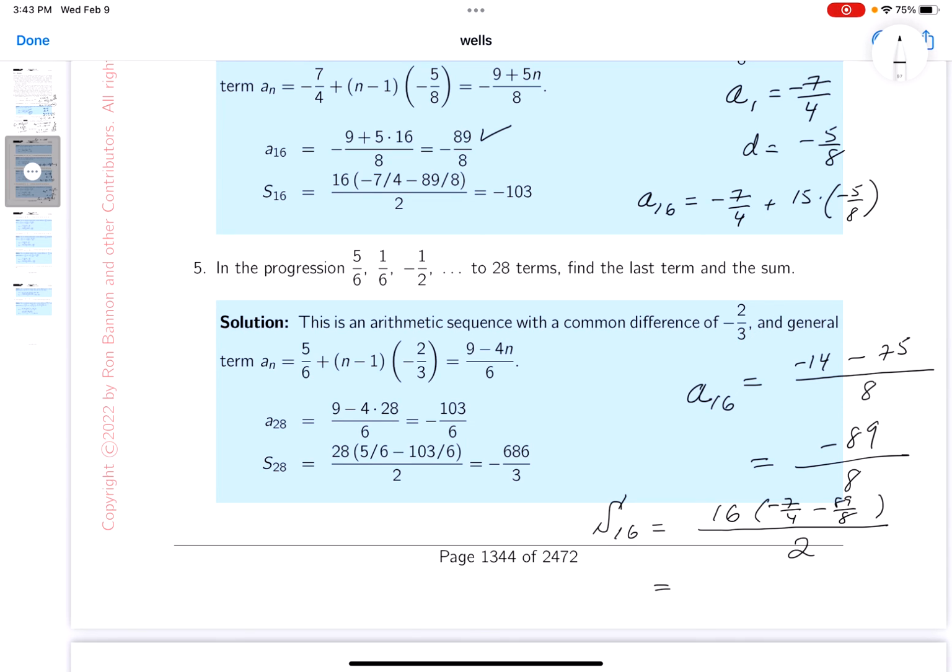I've got to do the arithmetic. It's not that bad. 2 goes into 16 8 times. Minus 7 quarters, minus 89 eighths. And I'm actually going to distribute the number. And you're going to get minus 14. The reason is that 4 goes into 8 2 times, and 2 times minus 7 is minus 14. Minus 89. Well, that's going to be what? Let's see if we can do that arithmetic over here. 89 plus 14, minus 103. We're getting those answers. And that's good news. We can move on. Thank you.